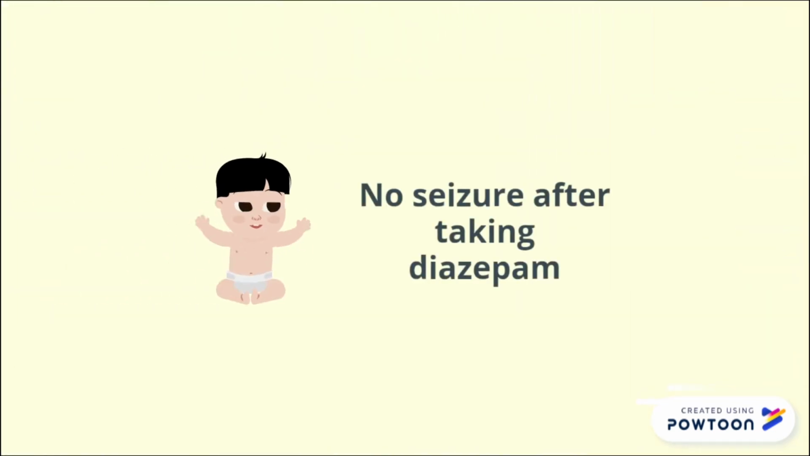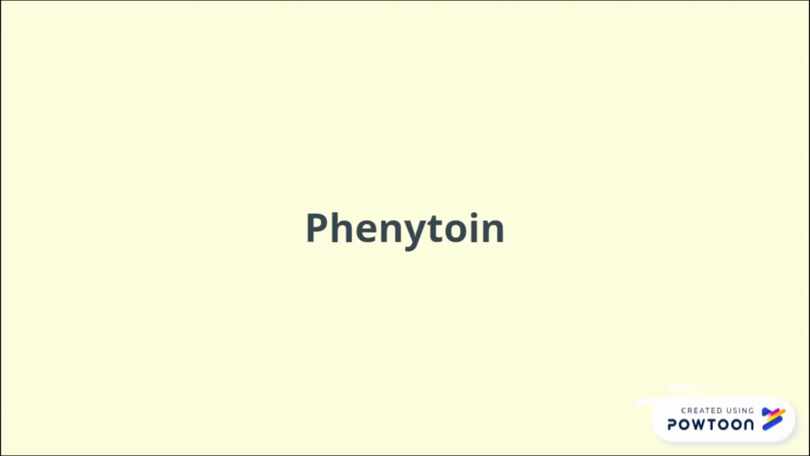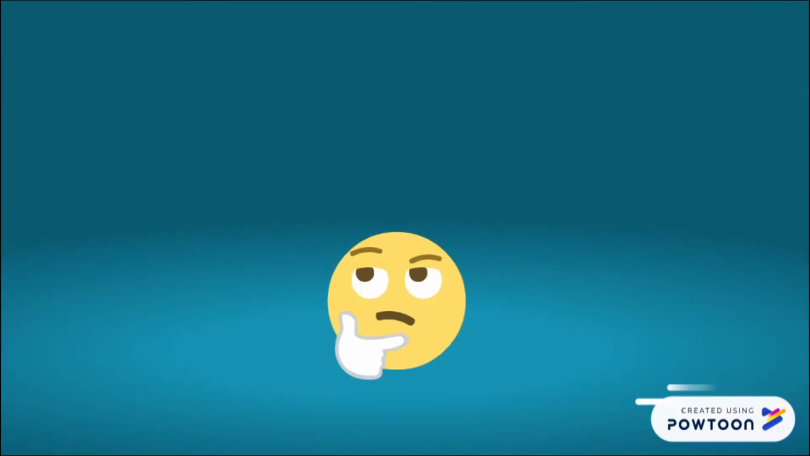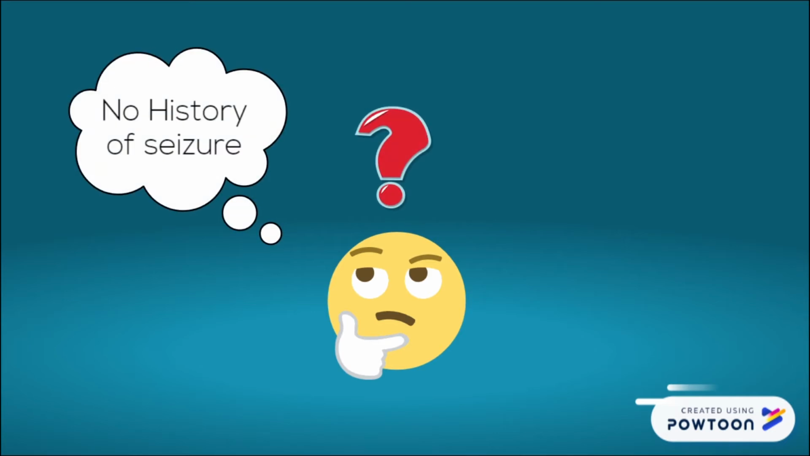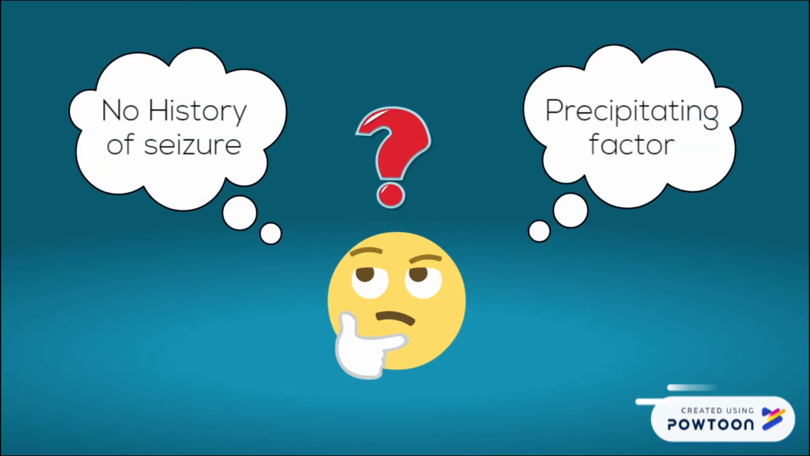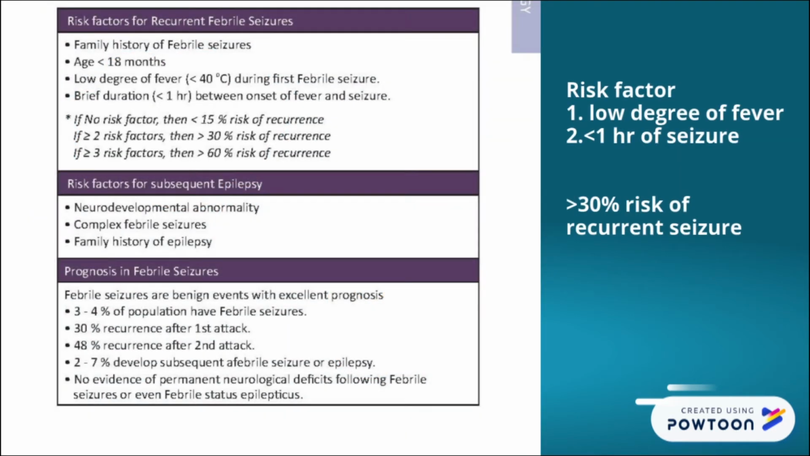However, the patient has not developed seizure after initiating diazepam, therefore phenytoin is not recommended for the prevention of recurrent seizure. Besides, the patient has no history of seizure, and the seizure might be provoked by the precipitating factor, which is fever. Therefore, it is recommended to treat precipitating factor. As such, the patient should be given antipyretic, paracetamol 60 mg TDS, and antibiotic for infection. So, the patient has 30% risk of recurrent seizure, which is low.